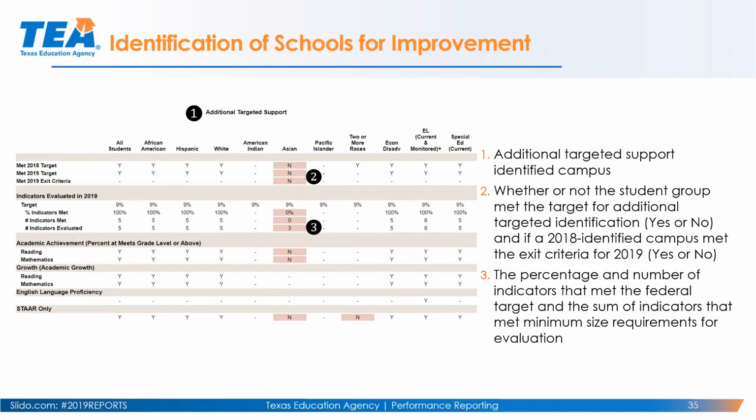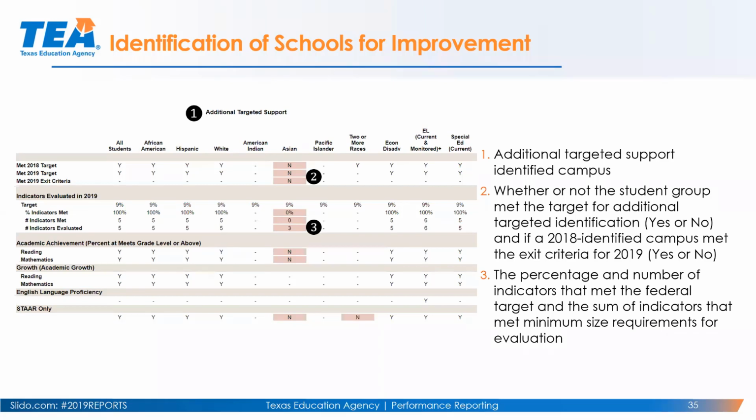The last indicator would be a campus missed it for additional targeted support. So this campus is identified for additional targeted support and improvement. Section 2 indicates whether or not that student group met the target for additional targeted support identification, yes or no, and if the campus was identified in 18, or if the campus met the exit criteria for 2019, yes or no. So this example campus is identified for additional targeted support based on the Asian student group.